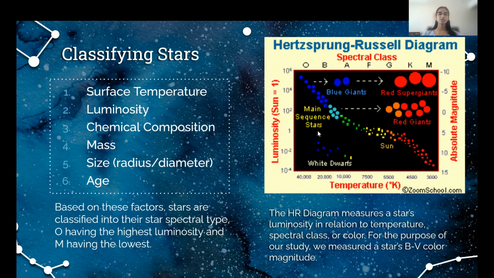Also, what's important to know is the zero-age main sequence, also known as the ZAMS line, which is the time when a star first joins the main sequence on the HR diagram. And this helps us to identify the age of an open star cluster.